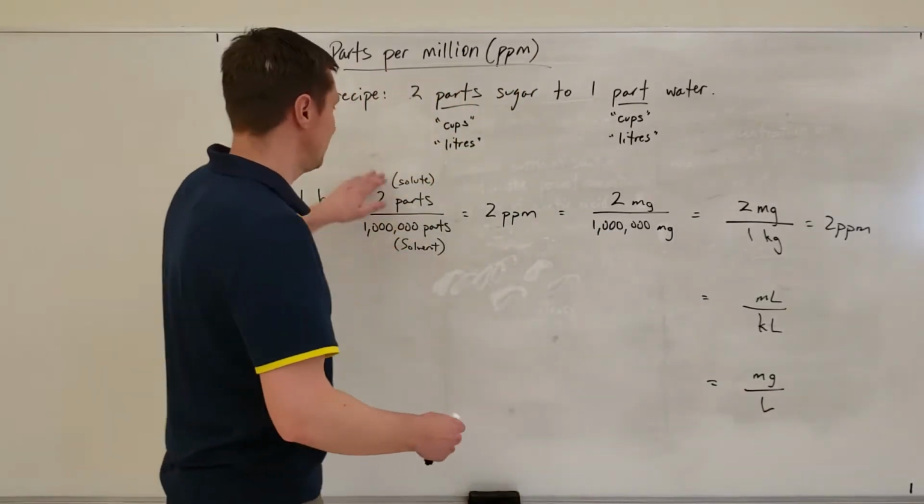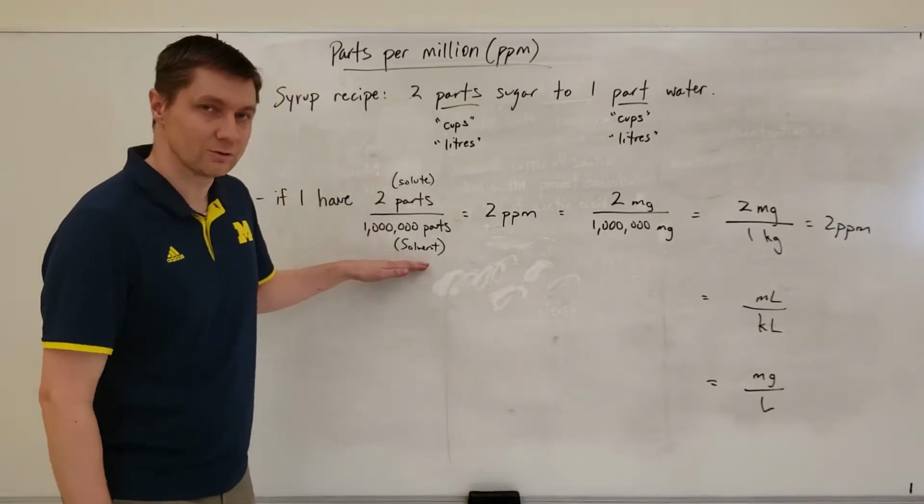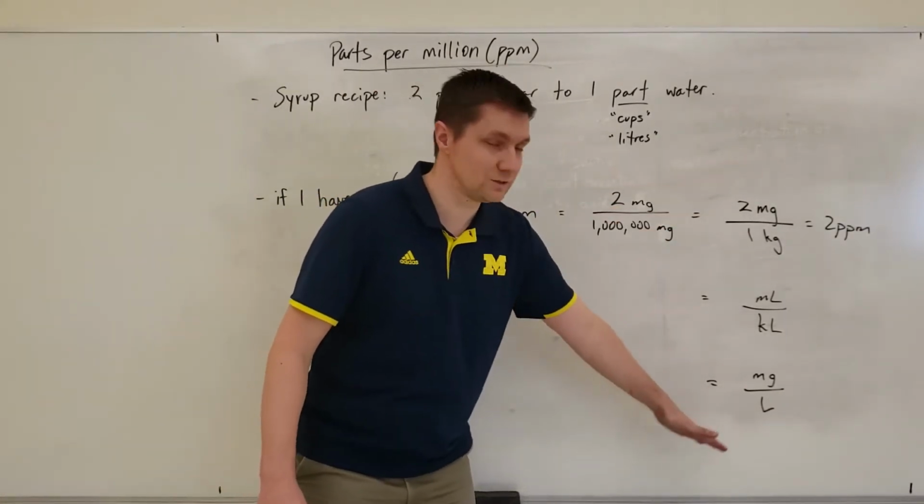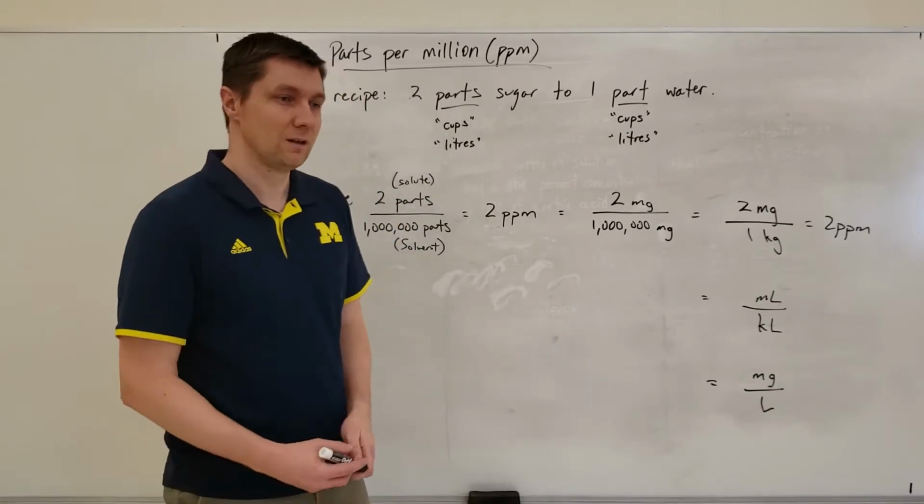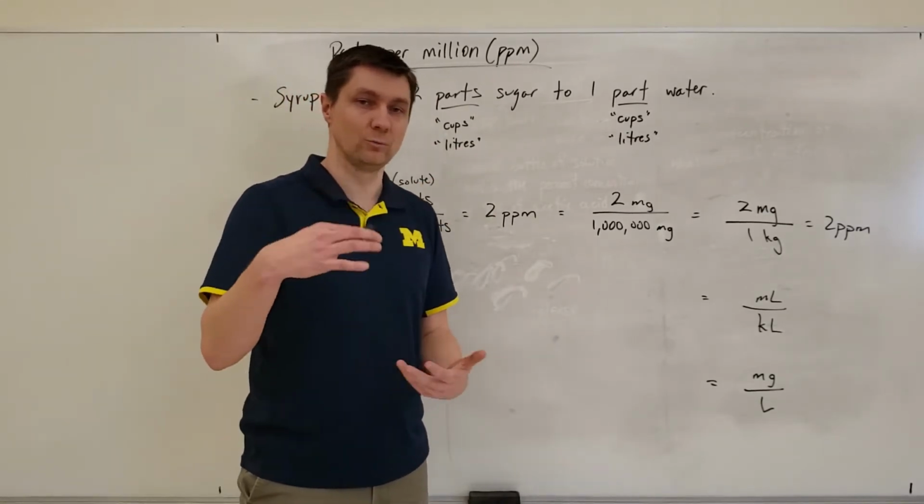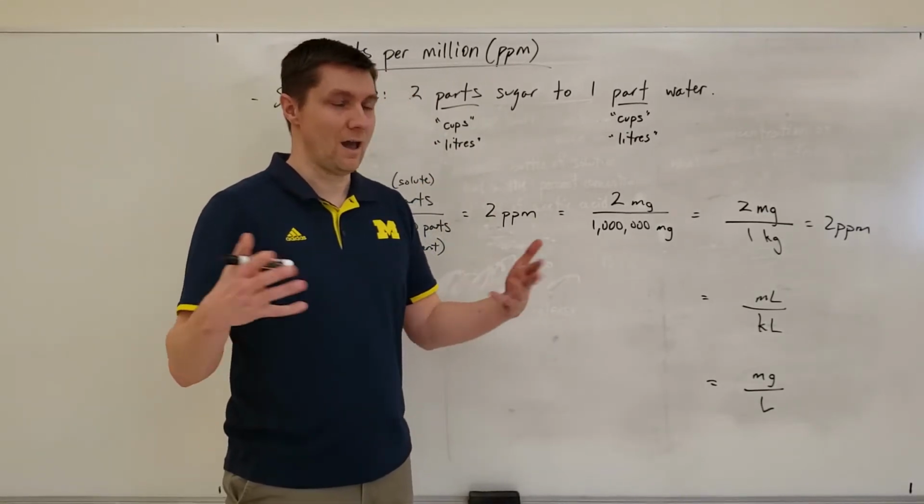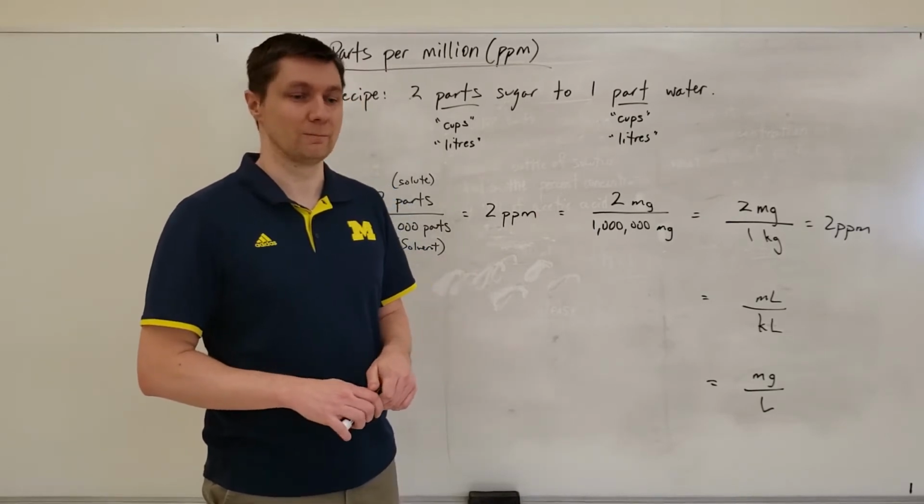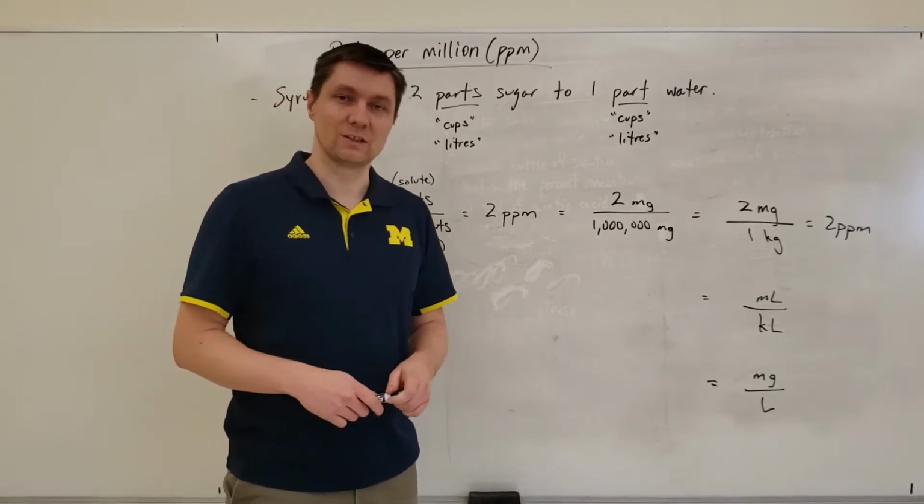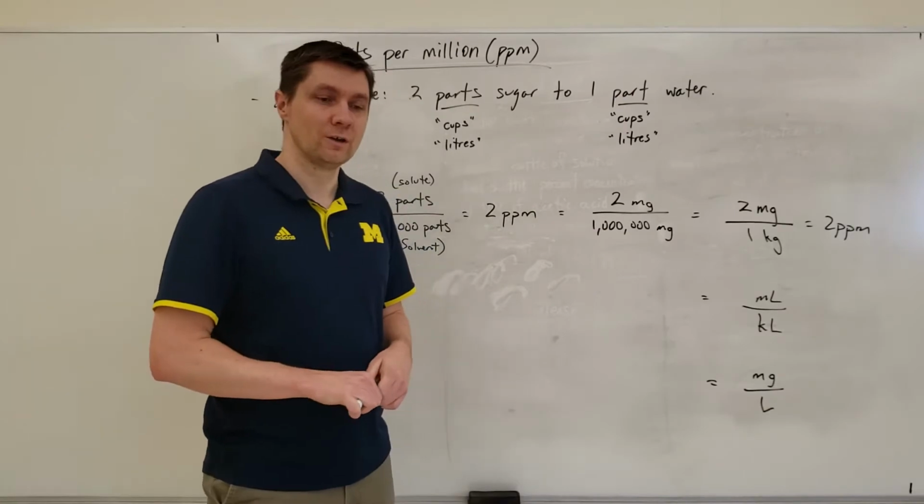And so solute goes on the top, the solvent goes on the bottom. If you express it in these units, then you just go top divide by bottom, numerator divide by denominator, and that will give you your number in parts per million. I'm going to do a couple of examples just to illustrate this for you, so I'll be right back.